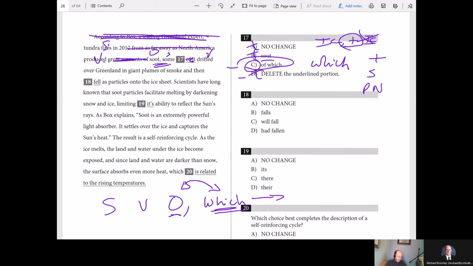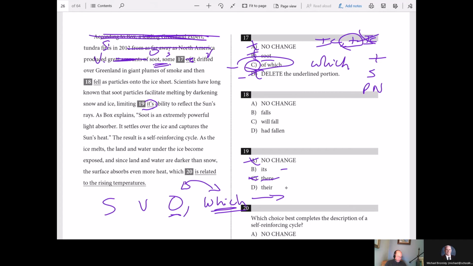Number 19. So this one, we look here, get rid of the easy elimination. It is, so that's wrong. So limiting it is ability, expand the contraction. So that's wrong. It's there, get rid of that one because it's there. It's not a position, it's not someplace.